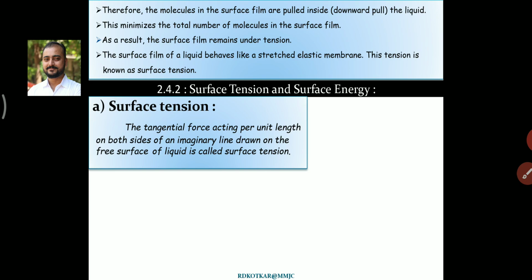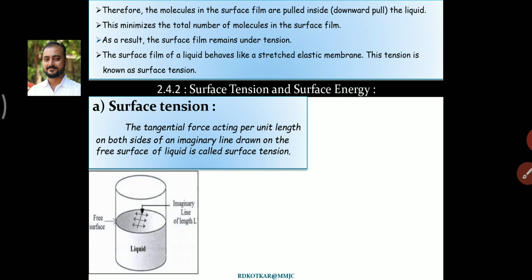Okay, now observe this diagram. What you observe in this diagram is that the container contains the liquid, in which we consider the free surface of the liquid on which we draw an imaginary line, like this. And now we have to go through the definition.